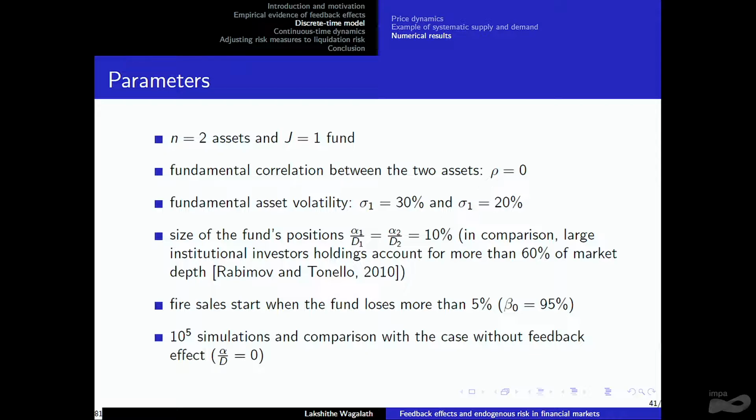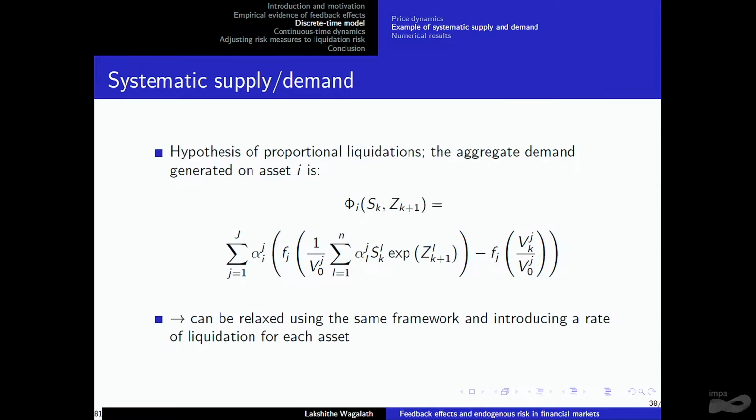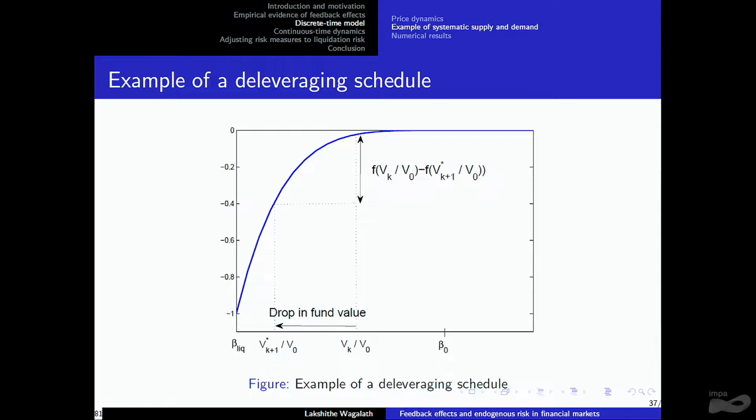And as we were discussing, we're looking at a fund that is going to be subject to deleveraging or fire sales in case things go bad. So here, if the fund loses more than 5%, it's going to slowly deleverage according to this kind of function. Here is just an example, but you can input any favorite deleveraging schedule. I'm just using one which is arbitrary. We'll see how it works in the general case.